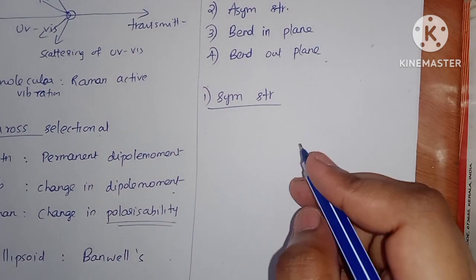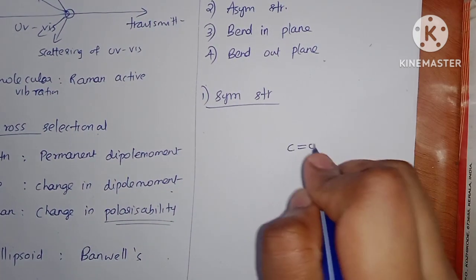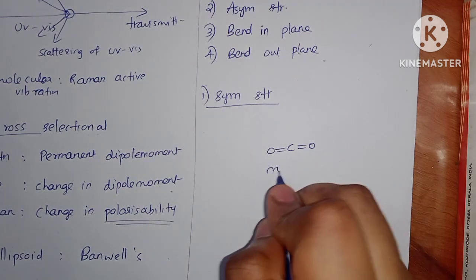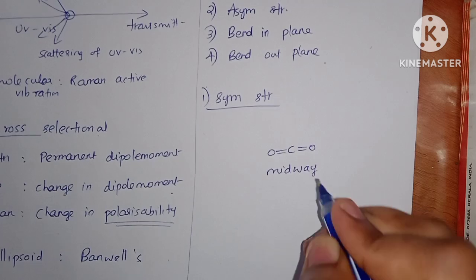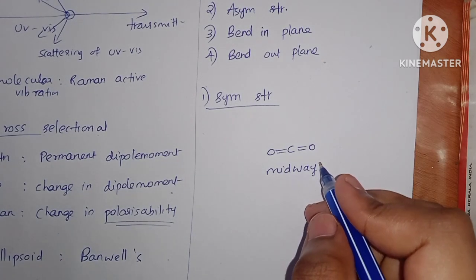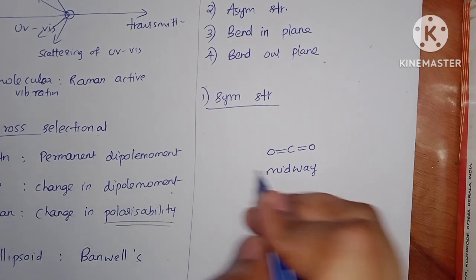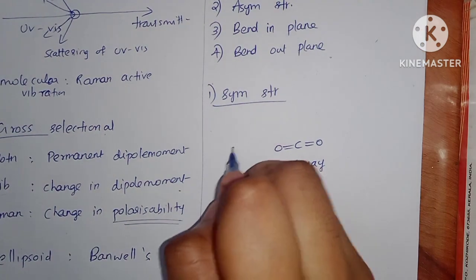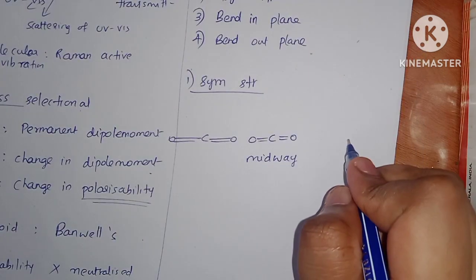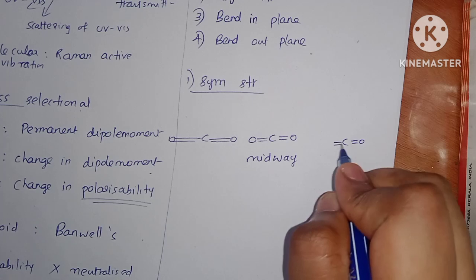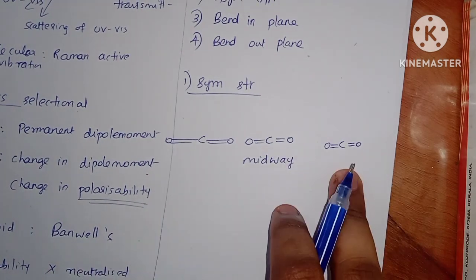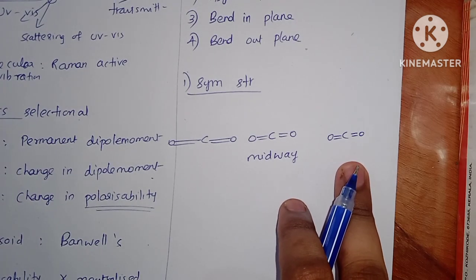So symmetric stretching means first the CO2 molecule was like this, and this we can say is the midway structure, meaning the normal structure of the CO2 molecule before vibration. And during the vibration there are two extremes possible. One is fully stretched, meaning bond length is increased on both sides, and another one is fully compressed, where bond length is shortened, and this is the midway. These are the two extremes, the stretched form and the contracted or compressed form.